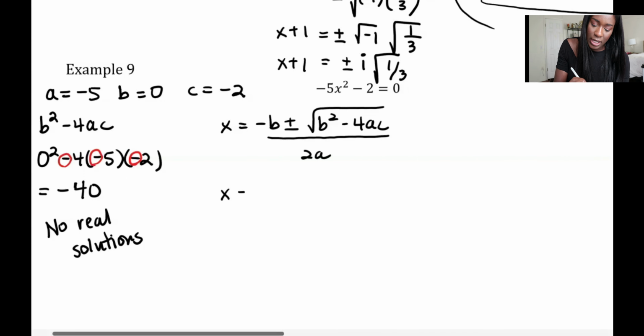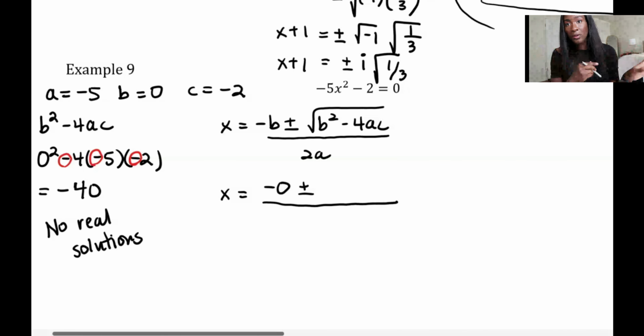So we have x is equal to negative b. B is 0, so you could not write it. Some people are very particular about following formulas. They put negative 0. That's fine. You can put the negative 0, or you can just not put anything. Or you can just put 0. They're all the same.